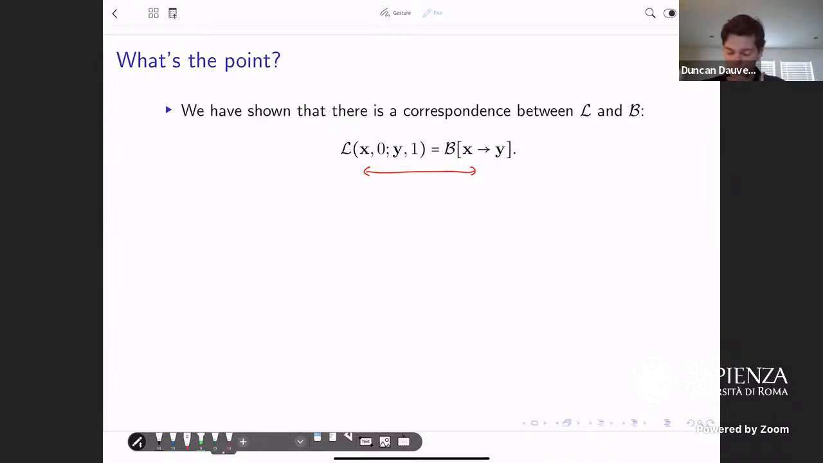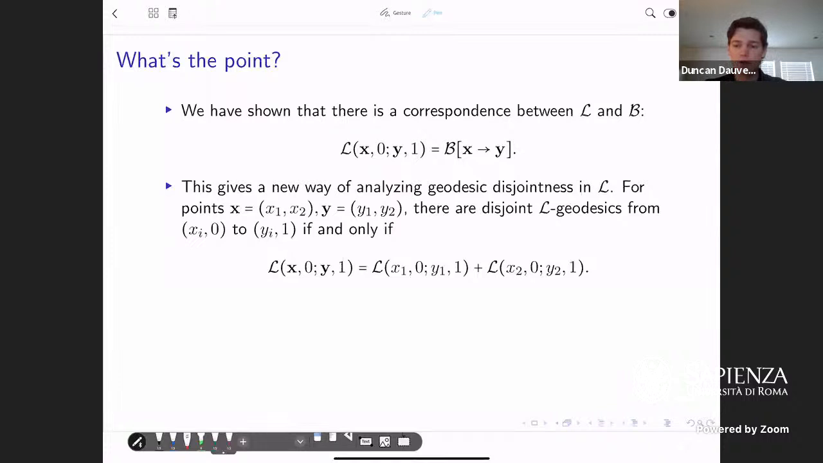But now the question is, what can we do with this? Why was this an interesting exercise? It turns out this gives a new way of analyzing geodesic disjointness in L. And I think this is really the most interesting thing about this extended landscape construction. So let me explain what I mean by this.